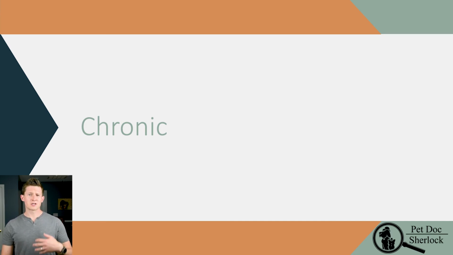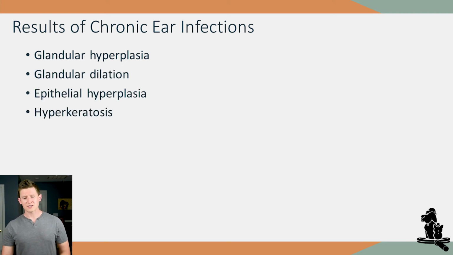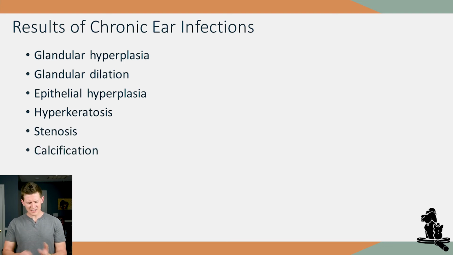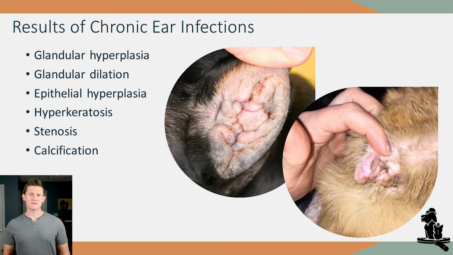Chronic ear infections lead to glandular hyperplasia, glandular dilation, epithelial hyperplasia, hyperkeratosis, stenosis, a lot of big fancy words, but if we break this down into an easier to grasp concept, think about wrestlers or boxers or UFC fighters. They get these odd looking ears known as cauliflower ear, and that's because the ear has been beaten over and over again, causing inflammation, resulting in all of these things, which create this basically scarred ear. And the same thing's happening in your dog and cat if they get ear infection after ear infection.